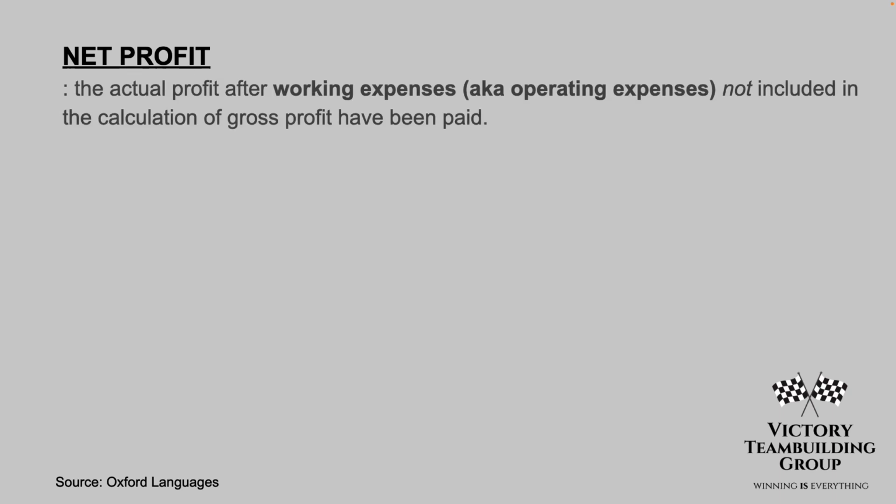All right. Now, let's talk about net profit. Net profit is the actual profit after working expenses, also known as operating expenses, not included in the calculation of gross profit, have been paid. So the actual profit after operating expenses, not included in the calculation of gross profit, have been paid.